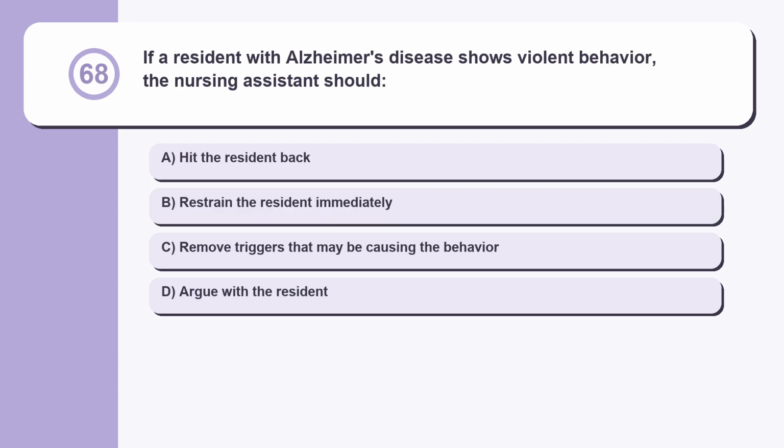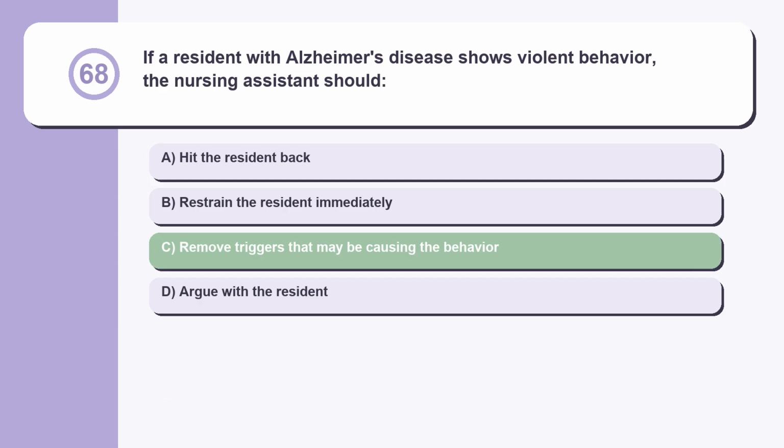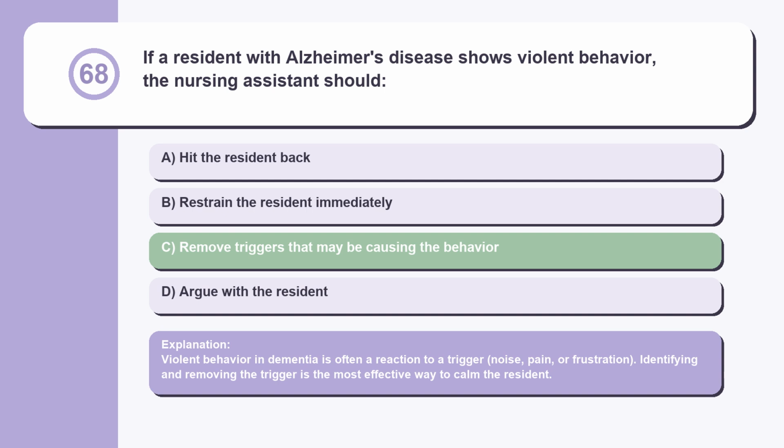Question 68. If a resident with Alzheimer's disease shows violent behavior, the nursing assistant should: hit the resident back, restrain the resident immediately, remove triggers that may be causing the behavior, argue with the resident. Violent behavior in dementia is often a reaction to a trigger, noise, pain, or frustration. Identifying and removing the trigger is the most effective way to calm the resident.